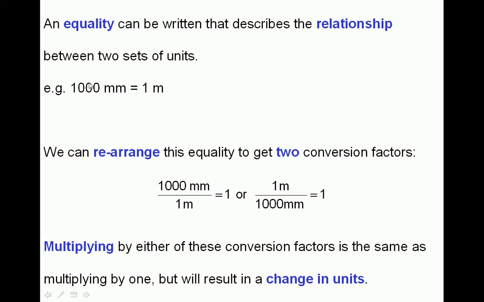But because these two quantities are equal, they just differ by the units, this conversion factor is equal to 1 and this conversion factor is equal to 1. So multiplying a measurement by one of these conversion factors doesn't change the size of that measurement, but it will alter the units.